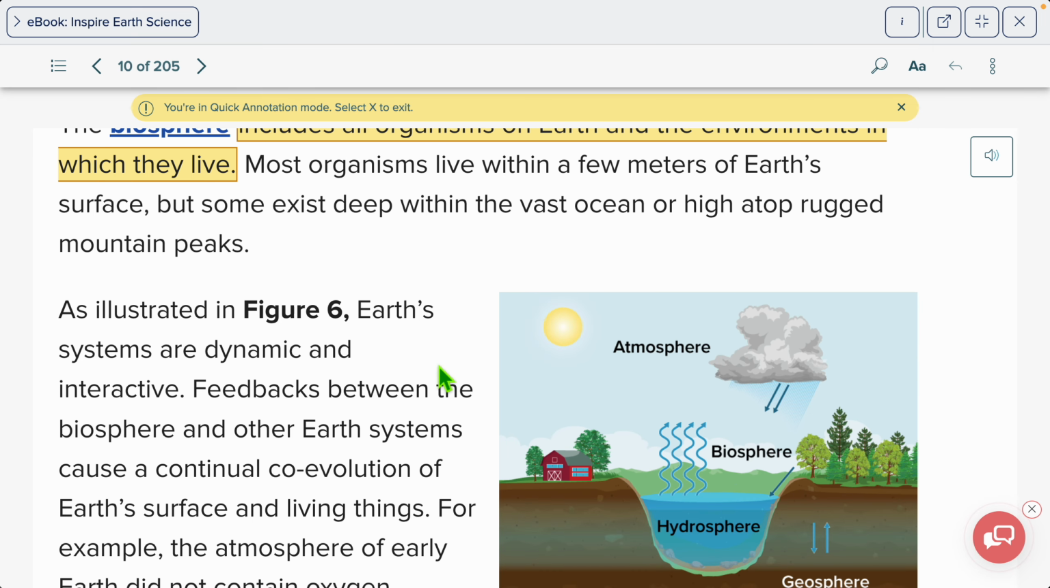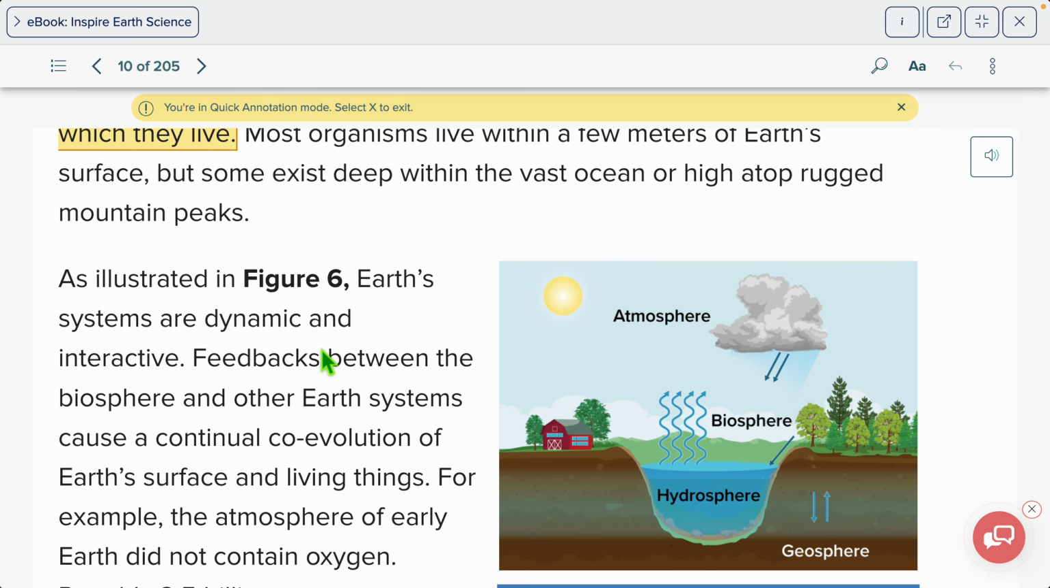Now, as illustrated in Figure 6, Earth systems are dynamic and interactive. Feedbacks between the biosphere and other Earth systems cause a continual coevolution of Earth's surface and living things. In other words, living things change the Earth's surface, but then the Earth's surface and atmosphere and stuff change living things. So you have a warmer atmosphere, things are going to evolve that live in that warmer atmosphere, etc.